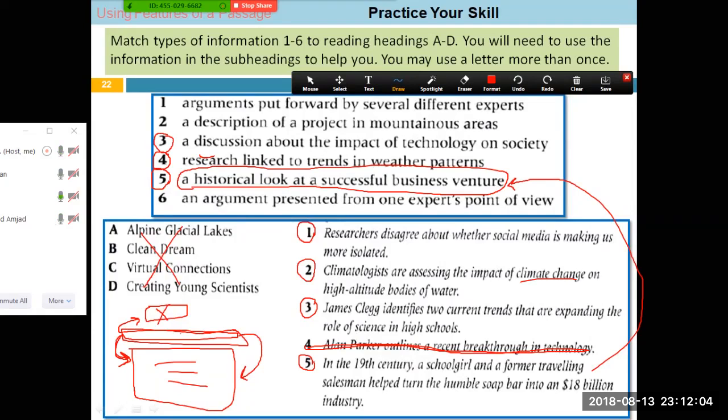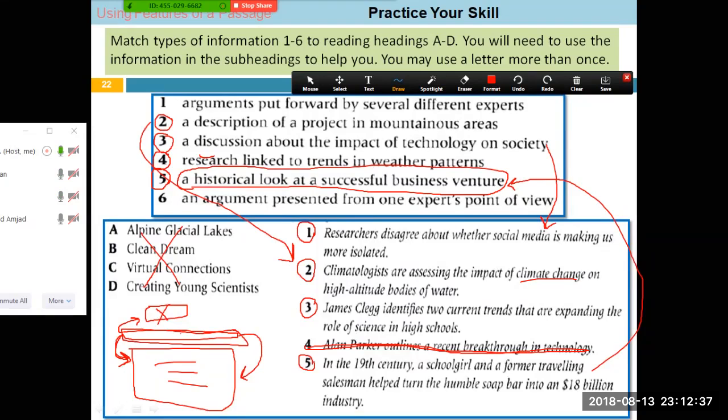Discussion about the impact of technology on society. This is related to, obviously, number one. Researchers. Now, this is about society, socially, whether we are isolated or connected. Number two: a description of a project in a mountainous area. Again, number two actually. You can use it. Okay, again number two.